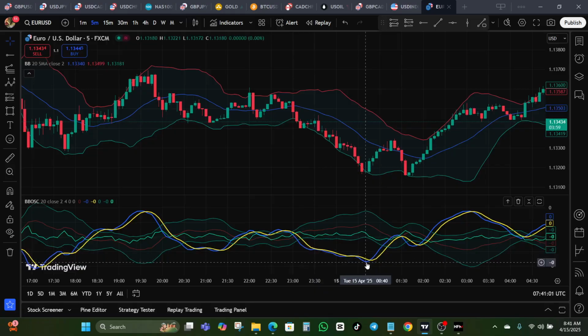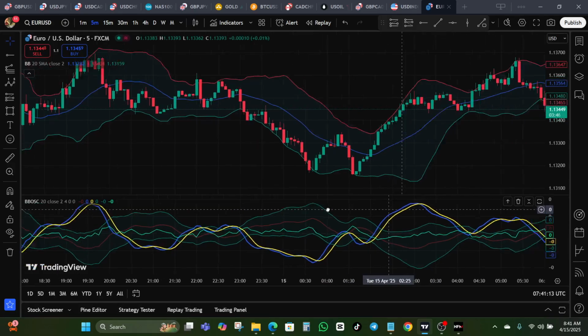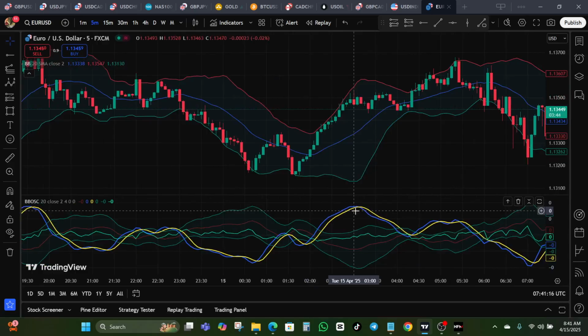And then getting to this extreme lower level, it shows oversold condition. Then the blue line crossed above the yellow, showing that bullish momentum is building up again, and then came all the way back up, climbed to this point, showing that there was an overbought condition.